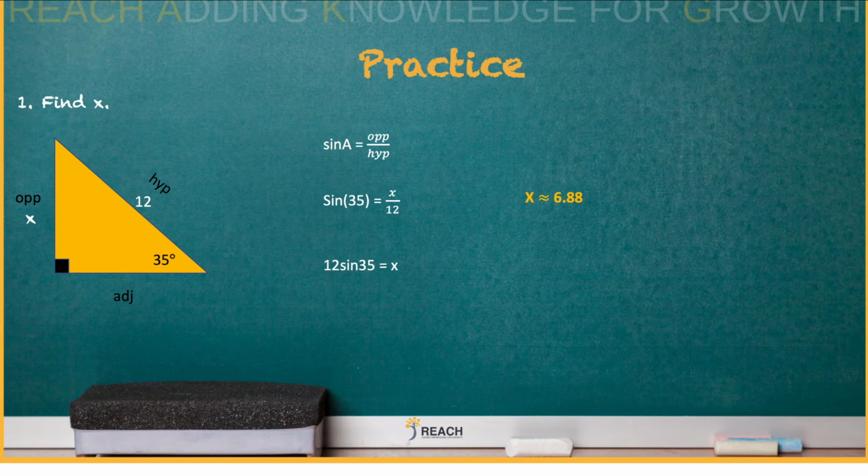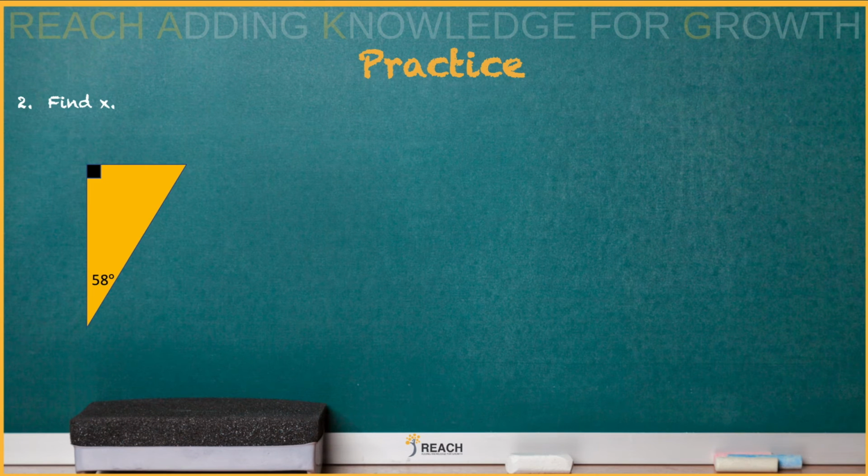Let's go to example 2. Find x. All right, go ahead and label your triangle. The hypotenuse is the longest side. The opposite side is based on the angle 58. Where is the opposite side? Opposite means across, so the side across from 58 is 8. And by default, the last one is adjacent, the side touching.